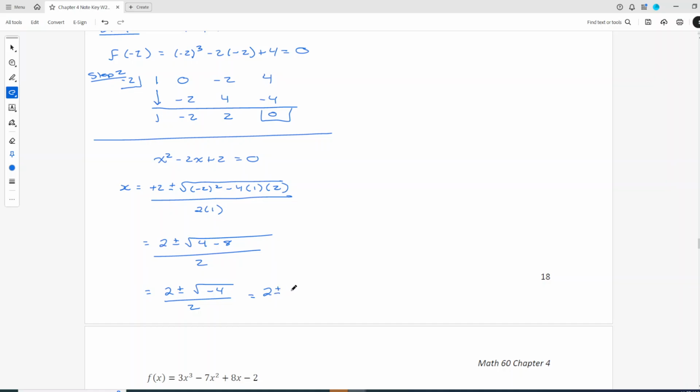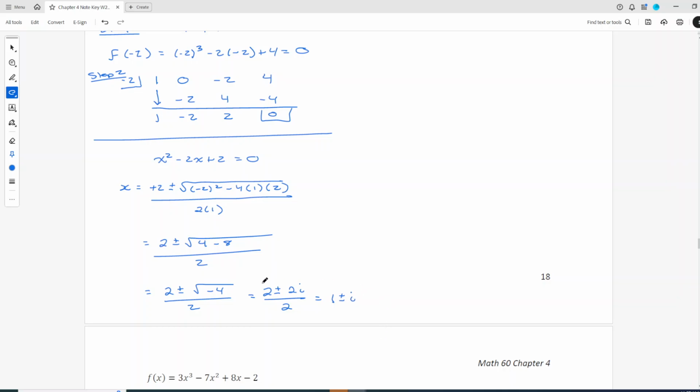Now the square root of 4 is 2, and I'm left with the square root of negative 1, which is i, all over 2. Then I can take the 2 out of everything, so I'm allowed to do it. Remember, you can factor a 2 out of the top and then the 2's simplify, or you can see that both terms divide by 2, and I get 1 plus or minus i.